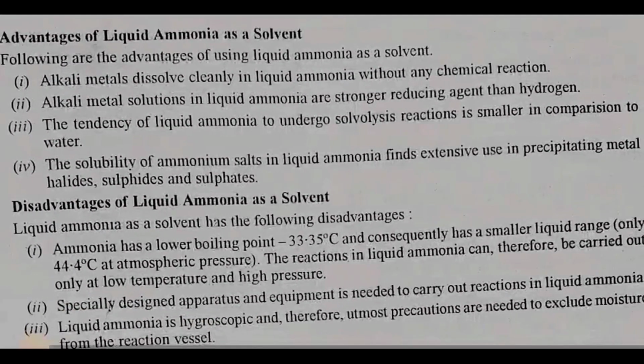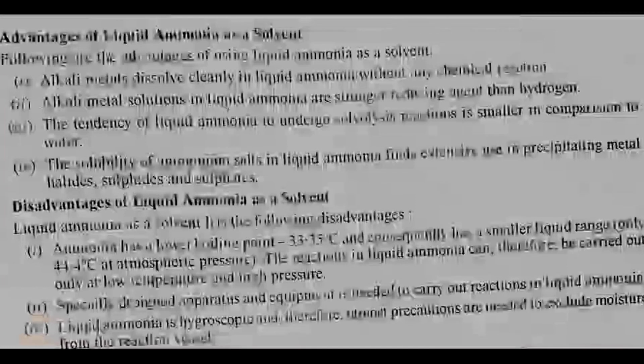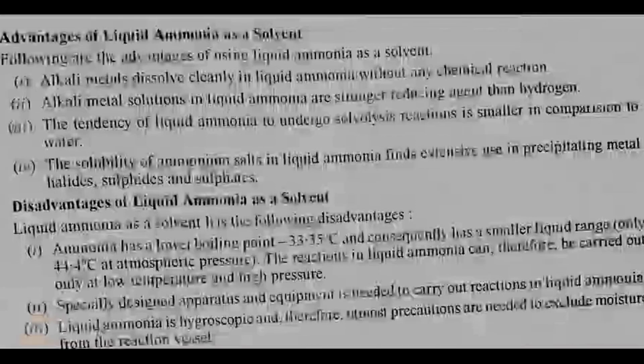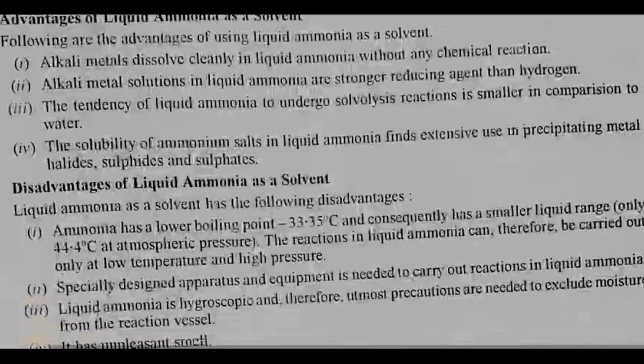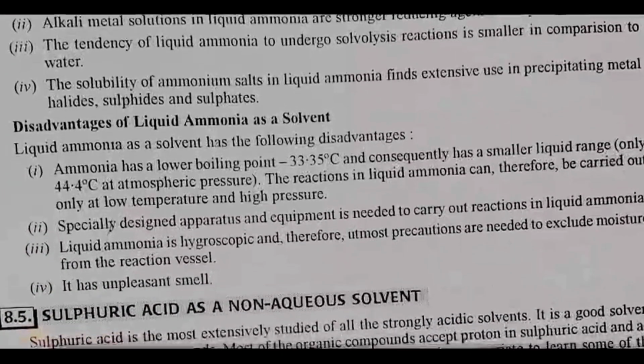Advantages of liquid ammonia as a solvent. Following are the advantages of using liquid ammonia as a solvent. First, alkali metals dissolve cleanly in liquid ammonia without any chemical reaction. Second, alkali metal solutions in liquid ammonia are stronger reducing agents than hydrogen. Third, the tendency of liquid ammonia to undergo solvolysis reactions is smaller in comparison to water. Fourth, the solubility of ammonium salts in liquid ammonia finds extensive use in precipitating metal halides, sulfides, and sulfates.